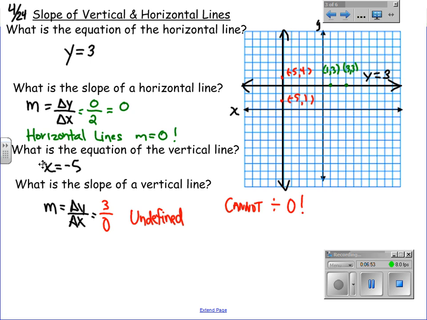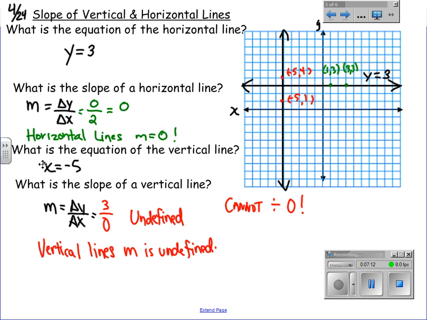So, if I ask you the slope of a vertical line, you say it's undefined. Vertical lines, slope is undefined. Now this is just another one of those things you got to work to put into your brain.